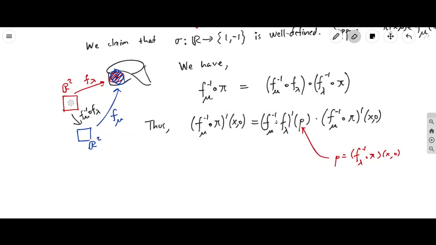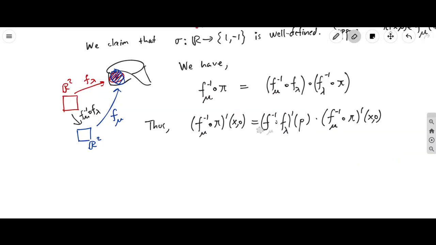Yeah, it just gets evaluated at x comma 0. So you have x comma 0, the point over there, and then it's just wherever it ends up. We do not care what that is. This is just some point in this chart. That's all it is.